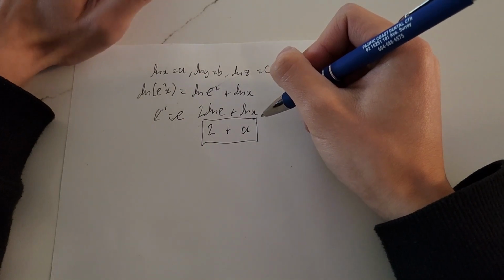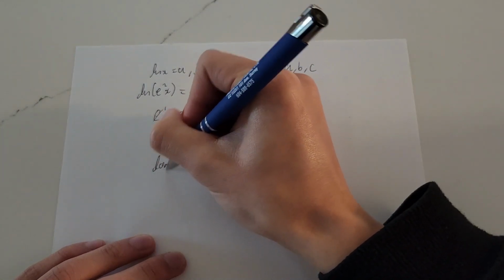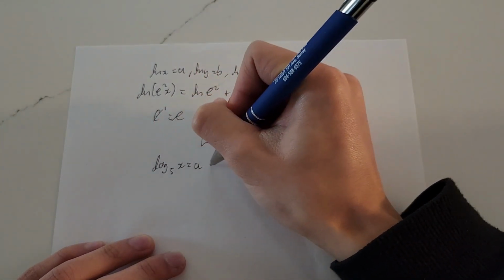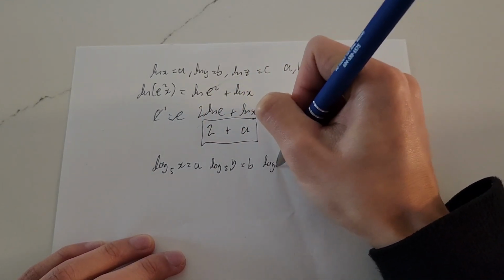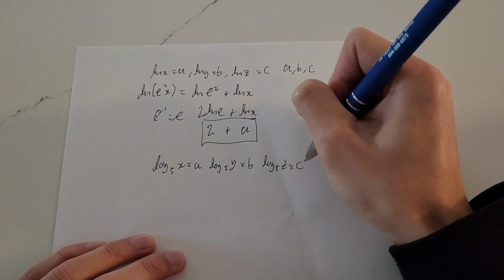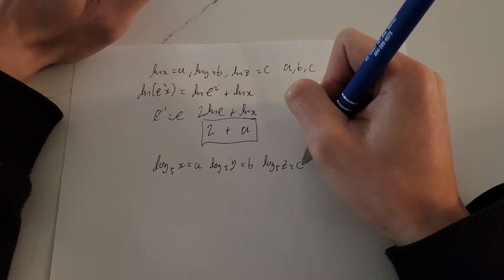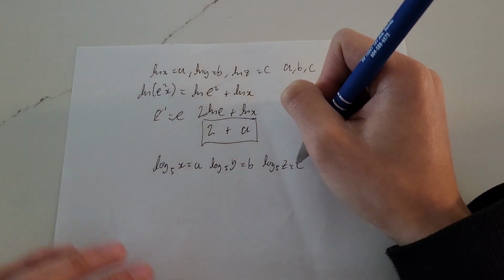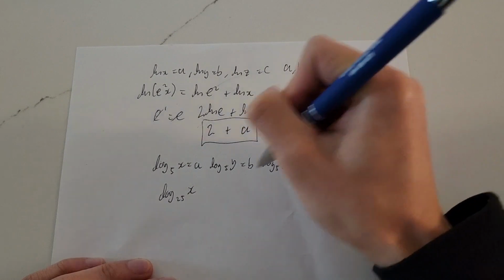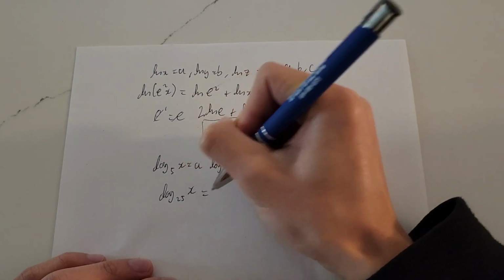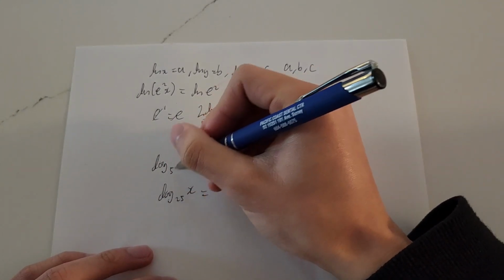Now for question 11, we are given that log base 5 of x is equal to a, log base 5 of y is equal to b, and log base 5 of z is equal to c. And we're asked to do the exact same thing, express the following in terms of a, b, and c. So let's express log base 25 of x in terms of a, b, and c. Well, what is this? What can this also be equal to? Well, we want to get everything in terms of log base 5 of x, right?